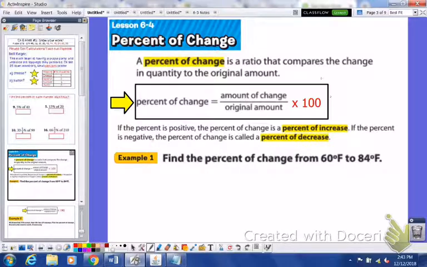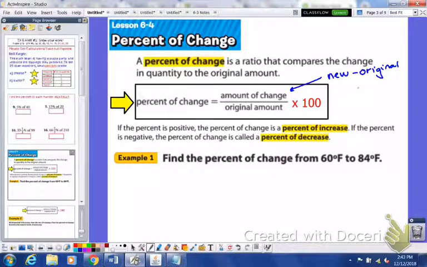Our amount of change here, we do that by taking our new number minus our original number. So amount of change would be new minus original, and then divide by the original amount, and then again times 100 because we're talking about percent. If the percent is positive, the percent of change is a percent of increase. If the percent is negative, the percent of change is a percent of decrease. So that comes from taking our new minus original.